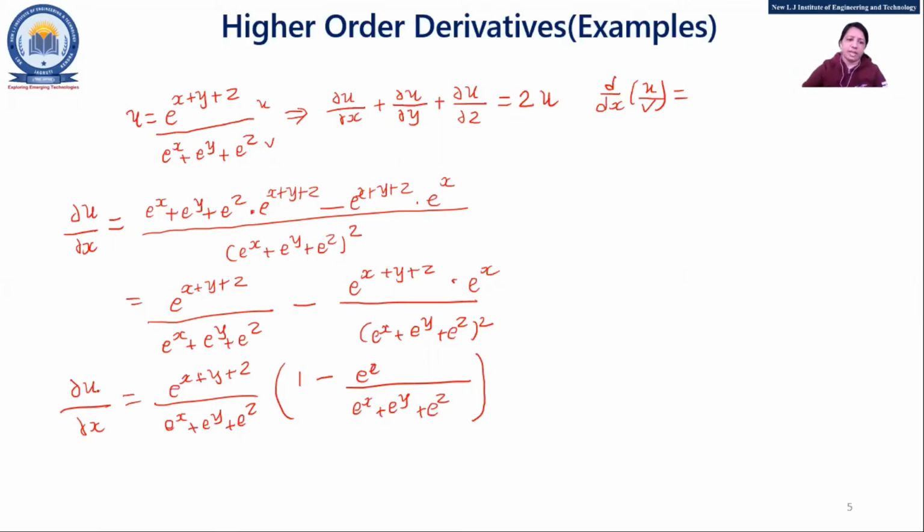No need to count again del u by del y. In the exam you can write down all the steps. Now if I want to go for finding del u by del y, instead of e raised to x, here it should be e raised to y. And for z, it should be e raised to z. Any problem in that? I'm not going to do all this. Is it required? Then let me know in the chat box.